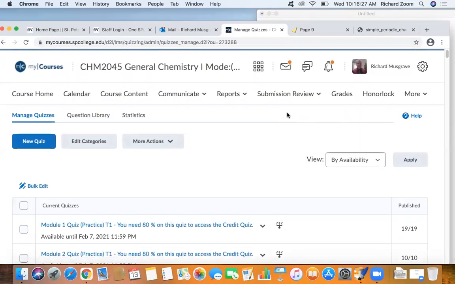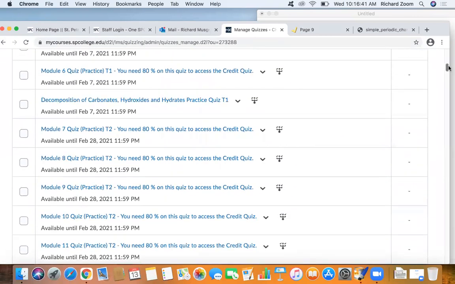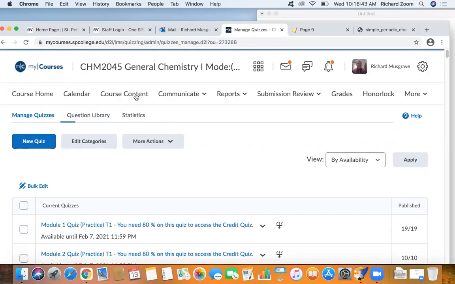Have I cut out at all in the last, say, 20 minutes since we were having problems initially? No, not at all. Okay, that's good. Looks like it stabilized a bit, and that's nice.